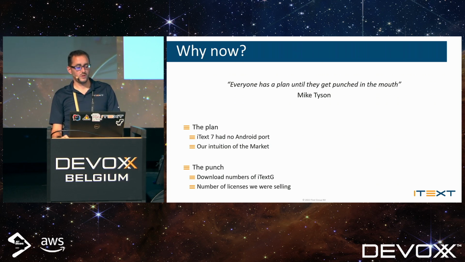So we would like the number of licenses for iText 5 for Android to go down, while the iText 7 for Android would go up. In addition, we also were not really selling support for iText 5 on Android, where we are sort of selling it right now as well. So that was a punch that threw our plan off.